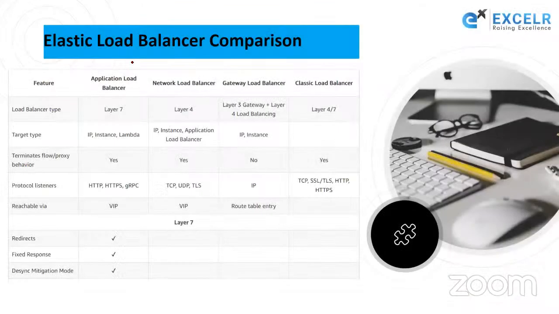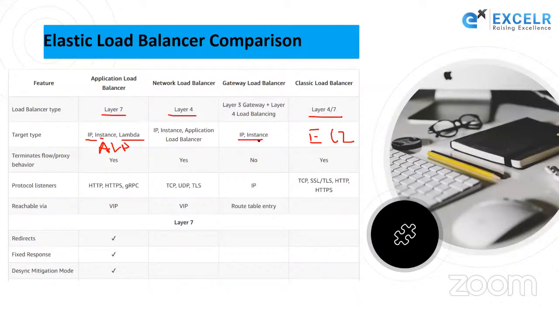Yeah, I have a detailed list of the comparison. So here you can see it is layer 7, it is layer 4 here, and the Classic operates at layer 4 and layer 7. Target type, you can see IP, instance, and Lambda. You can also have an ALB as a target here. Yeah, same with this. And with this, you can only have your EC2 instance as the target.